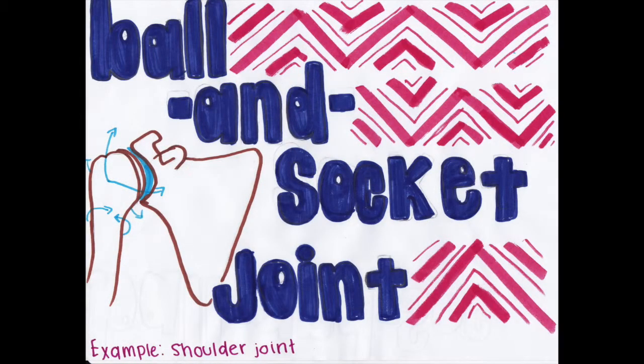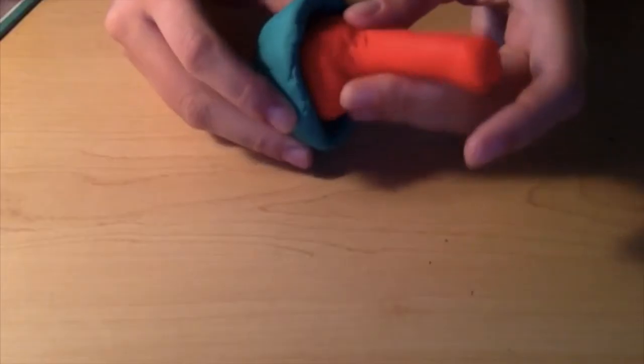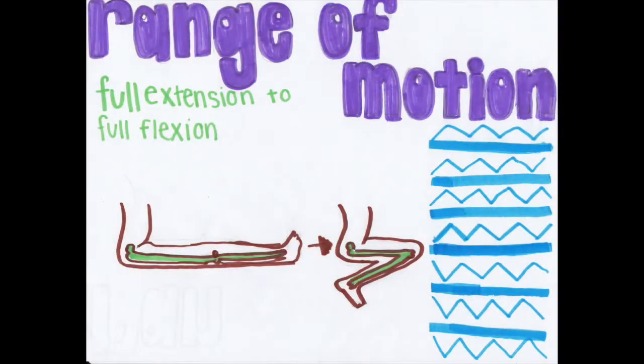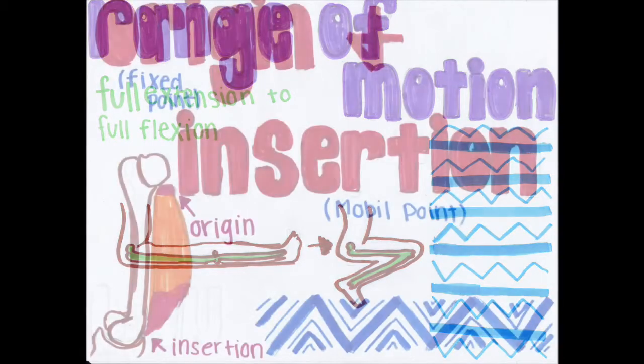A ball and socket joint involves a bone with a round-shaped head and a cup-shaped indentation of the other. This allows for a multidirectional rotation. This is found at the shoulder and hip joints. Each joint has a range of motion. This is the amount of movement possible from full extension to full flexion.